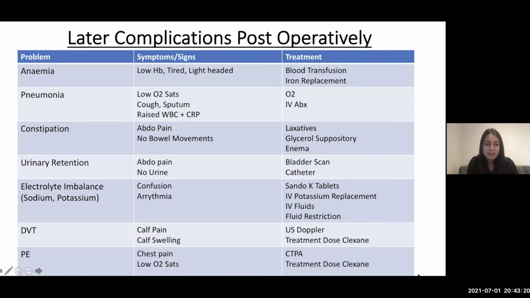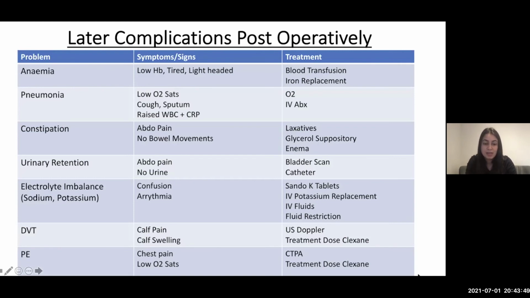Constipation is a very realistic issue after surgery. We give patients lots of opioid medication, codeine 4 times a day. We give them Oramorph, and all these things slow down the bowels and they get constipation. They'll be complaining of abdominal pain, and there'll be quite a number of days between their normal bowel movements. So for them, they get laxatives. Some people will have glycerol suppositories and some even enemas.